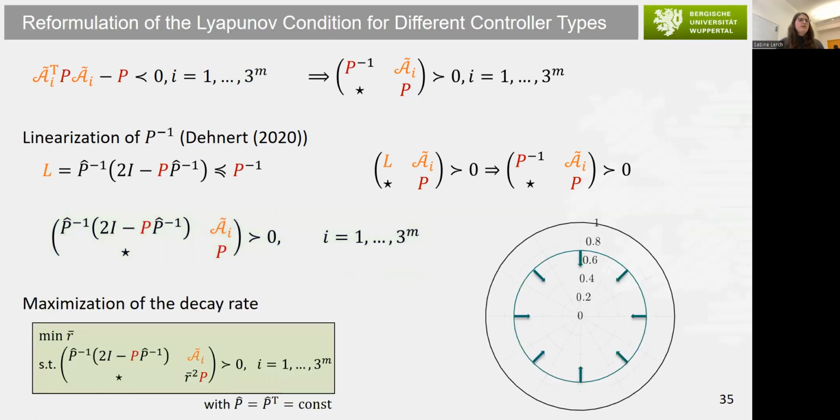And if we now, for example, aim at maximizing the decay rate, then we can place the eigenvalues inside a concentric circle and minimize the radius. And this leads then to this optimization problem here, whereby R bar is the upper bound of the spectral radii of AI tilde.